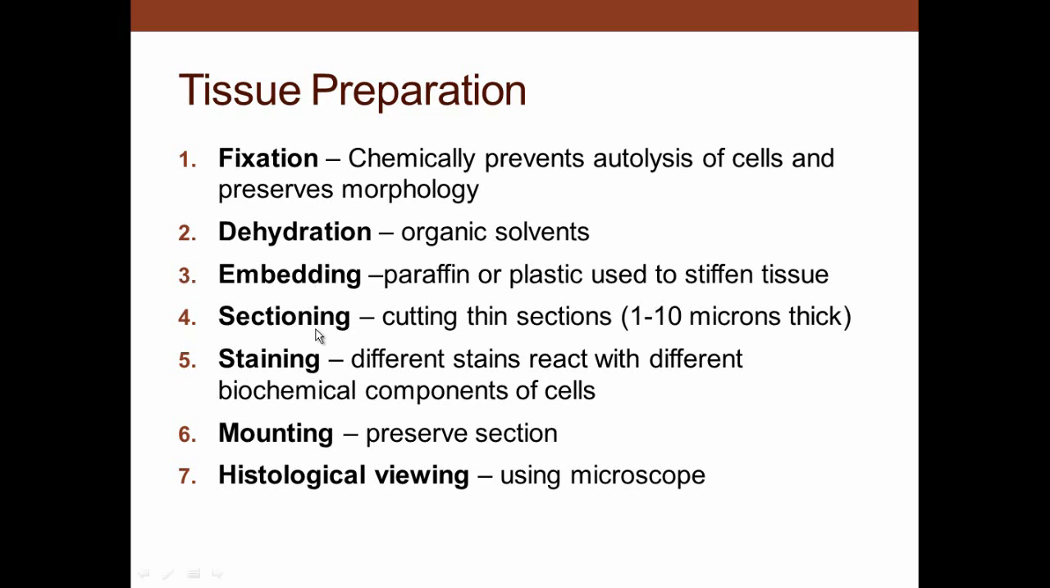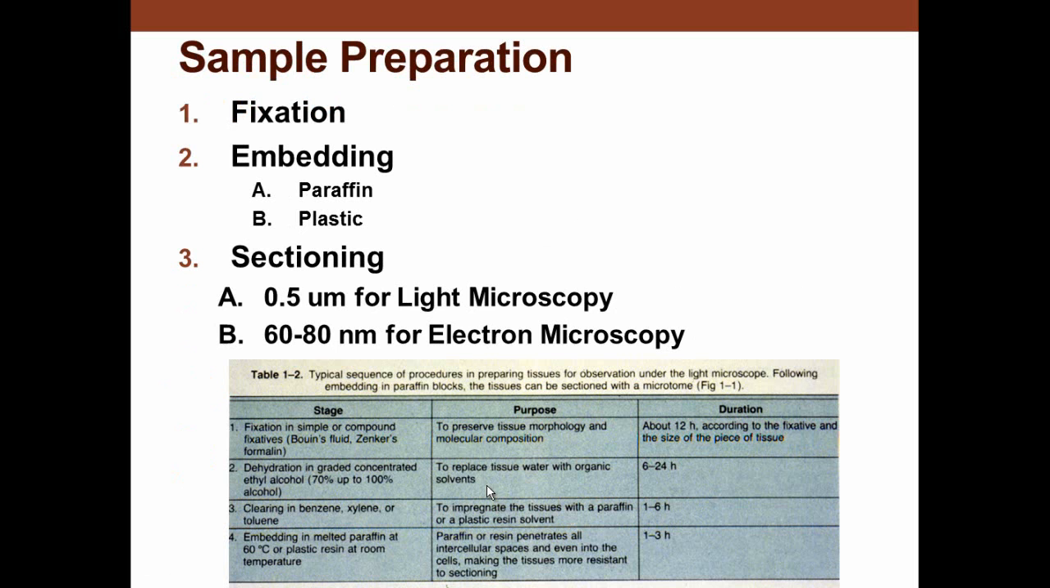Sectioning is actually the cutting itself, and it's from 1 to 10 micrometers in thickness. Staining is where you have different stains, and the stains stain different biochemical components of the cells that allow you to see different structures in the cell. And then the mounting on the slide, and then you do histologic observing with a microscope, and that's been done for the bulk of the specimens that we'll be looking at, because we'll be looking at the images thereof. So again, you fix it to preserve it, prevent it from rotting. You embed it to make it rigid with paraffin or plastic, and then you section it with different types. In electron microscopy, it's very thin sectioning.